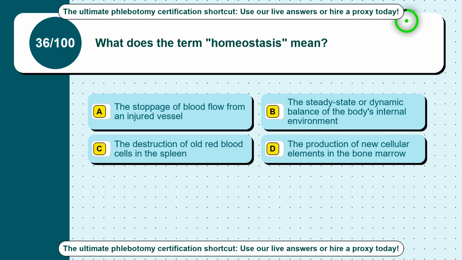Question 36. What does the term homeostasis mean? Option A. The stoppage of blood flow from an injured vessel. Option B. The steady state or dynamic balance of the body's internal environment. Option C.